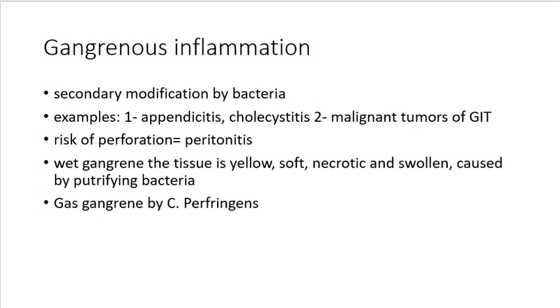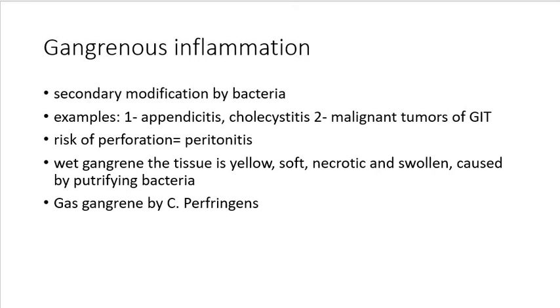And lastly, we have gangrenous inflammation. It's basically a secondary modification by bacteria. So, for example, we have appendicitis or cholecystitis, or also malignant tumors of the GIT. There is a very high risk of perforation. So, in all these cases mentioned above, you can have peritonitis. And in wet gangrene, the tissue is yellow, soft, necrotic, and swollen. It's caused by putrefying bacteria.